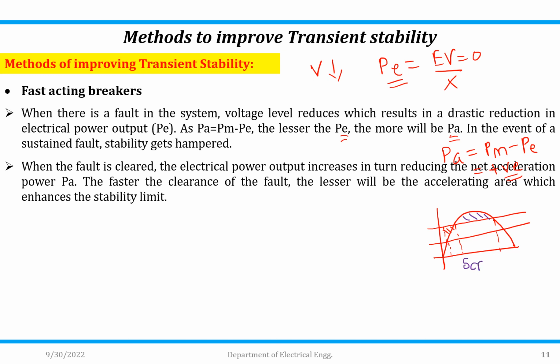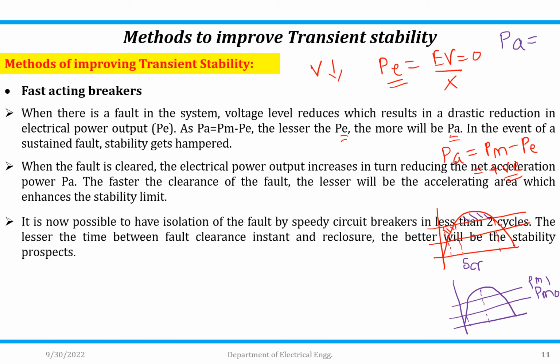Suppose I try to draw this diagram again here, this is a curve. This will be your PM0, let's say. This is your increased mechanical input PM1. Now suppose it is cleared, let's say at this point, what will happen? Here the accelerating area will be more as compared to your decelerating area. So in that case, the circuit breakers we have should be operated very fast. Then only the fault will be cleared, and once the fault is cleared, your PE value will be regained to its original value, and in turn it will maintain your accelerating power PA.